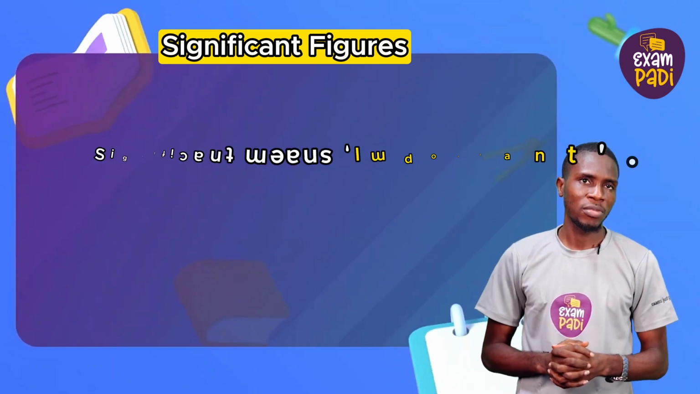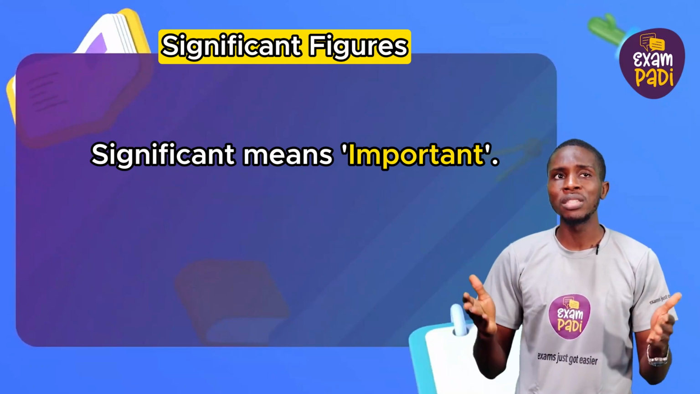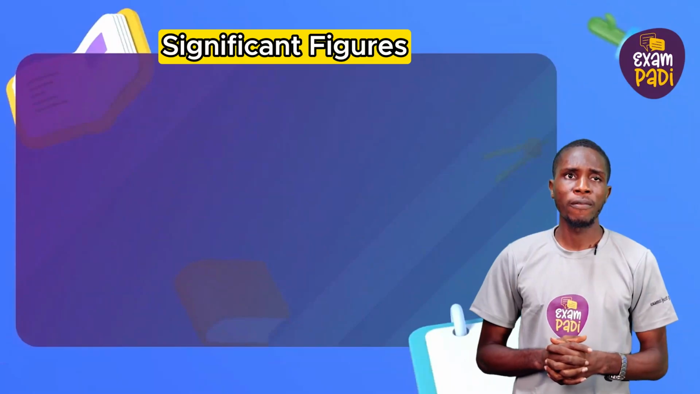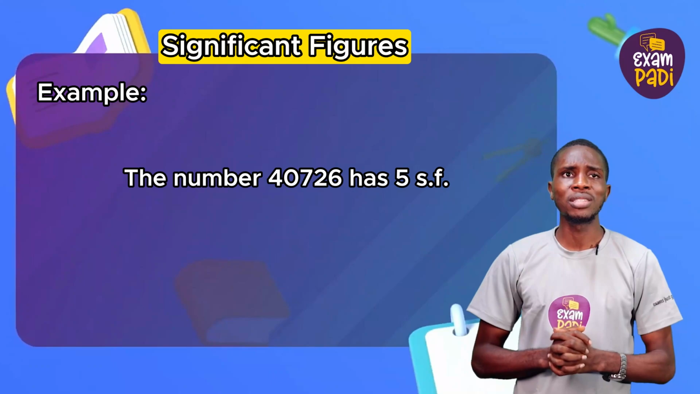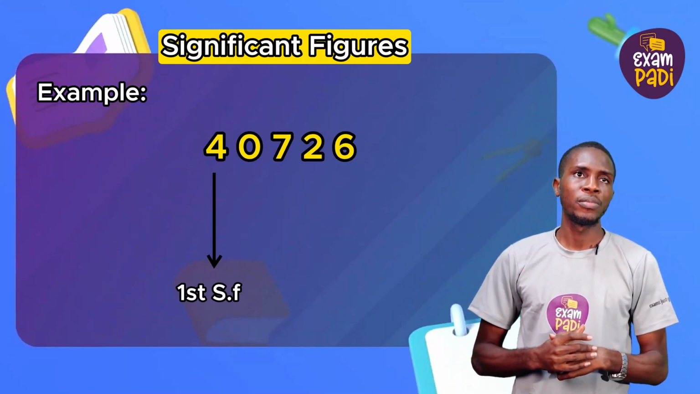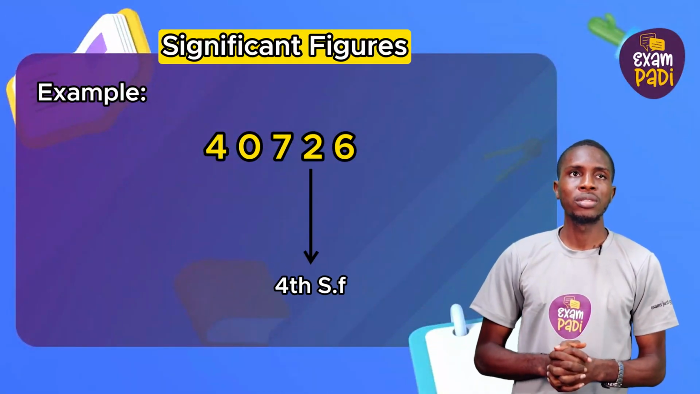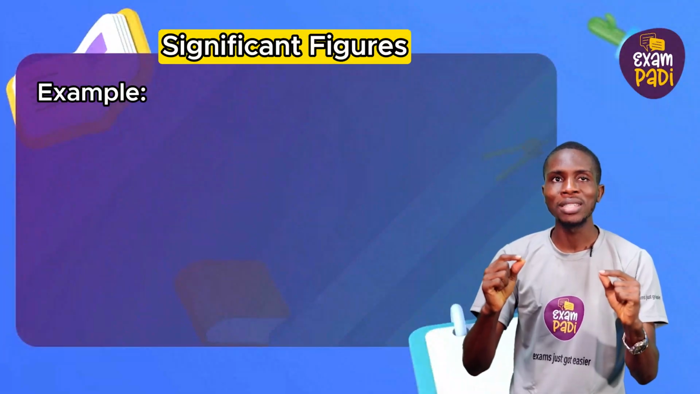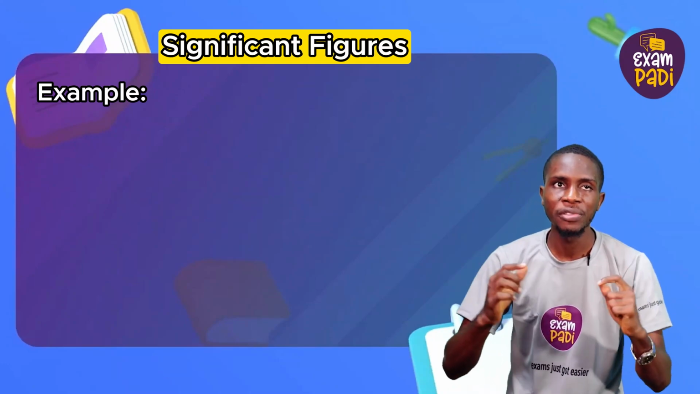Significant figures. The word significant means important and is another way to approximate numbers. A figure's position in a number shows its worth. For example, the number 40,726 has 5 significant figures. 4 is the first significant figure, 0 is the second, 7 is the third, 2 is the fourth, and 6 is the fifth. Note that zeros in between numbers are significant, while zeros at the end are not significant.